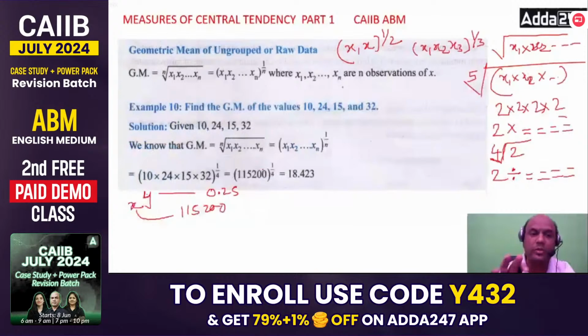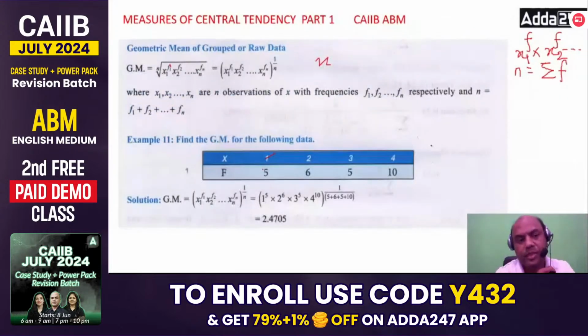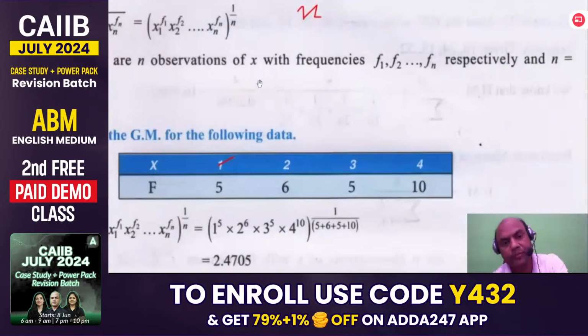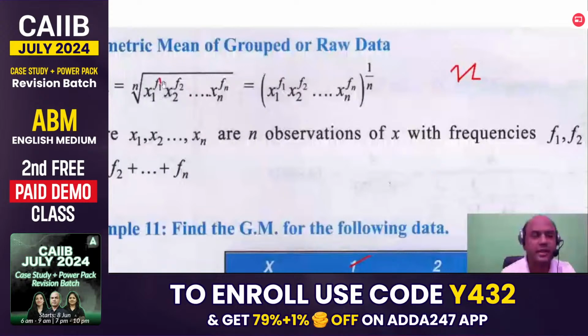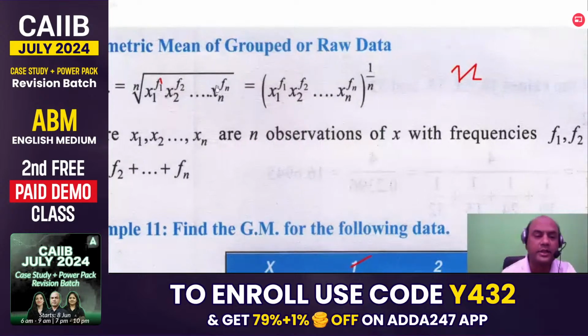Now this was ungrouped data. Ungrouped means data which doesn't have the frequency. Only single data is given. Now we'll find it for grouped data. So grouped data is the nth root of x1 raised to f1 into x2 raised to f2 into and so on, xn raised to fn, the whole raised to 1 upon n.